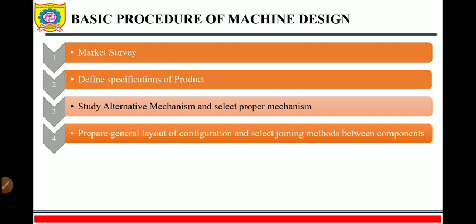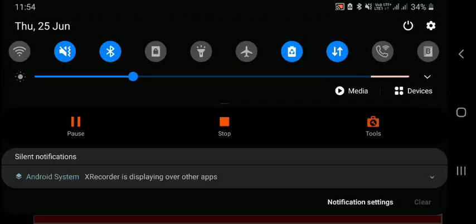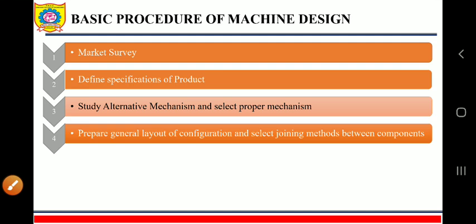Fourth, prepare general layout of configuration and select joining methods between the components. After identifying mechanism, we can prepare general layout of the configuration, meaning general diagram, and from that we can find out which joining methods between components have to be decided.